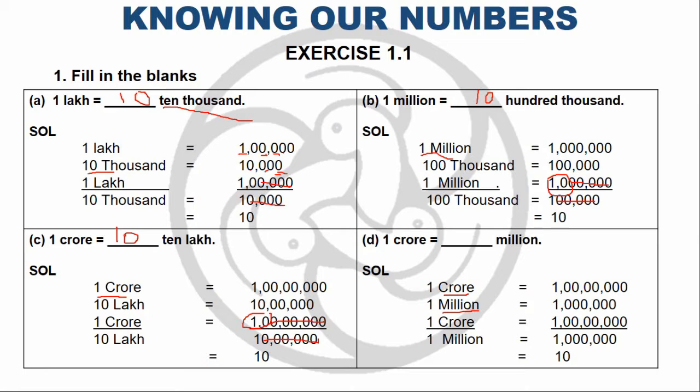So we have to divide 1 crore by 1 million. In the denominator how many zeros do we have? We have 6 zeros. So the 6 zeros in the denominator are cancelled with the 6 zeros of the numerator. What is the remaining value? We have 10. So 1 crore equals how many millions? We have 10 millions.